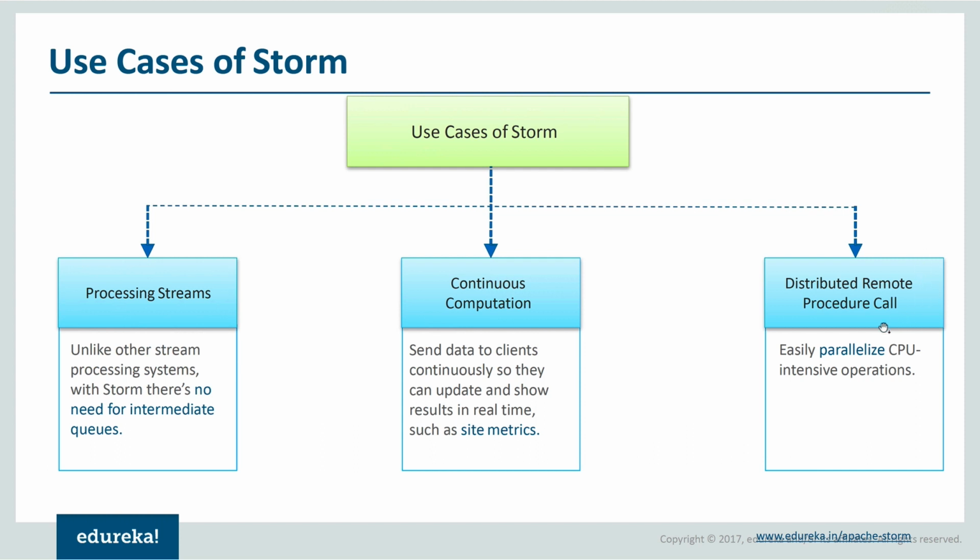Then you can have DRPCs. This is a very fine thing that has come up in the last few years. Suppose someone has called your API and you have a task which is very CPU intensive, like some sort of image processing. Instead of doing it on your machine, which will take a long time, you can send your operation to a remote Storm cluster, and the Storm cluster will parallelize the operation, compute the result, and send the result back to you. So all your CPU intensive operations will be done by Storm in a very quick time.